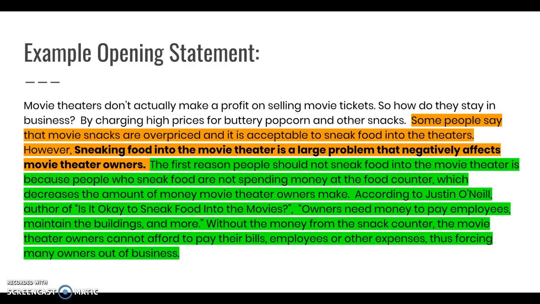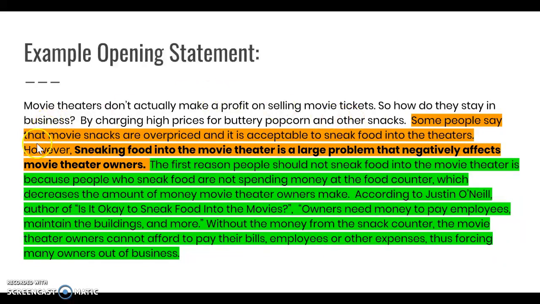Looking at this example, it's the same one from the movie. You'll notice that at the beginning of the orange, this is right after our hook statement. The orange sentence starts with, some people say that movie snacks are overpriced and it is acceptable to sneak food into the theaters. That is the they say statement. That is the opposite side of our argument.